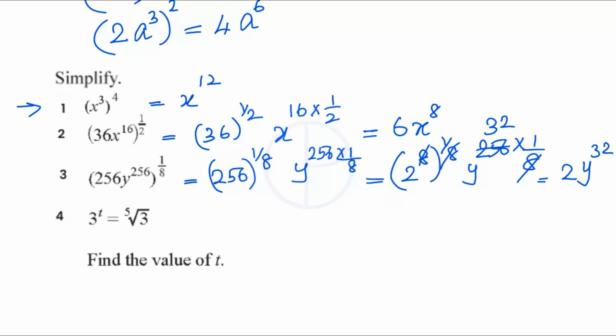Okay. The fourth question is 3 power t is equal to, how to write this one? 3. If it is square root, we used to write 1 over 2. And here we have the number 5. So 1 over 5. Okay. So now the bases are same. So we can equate the powers. T is equal to 1 over 5.